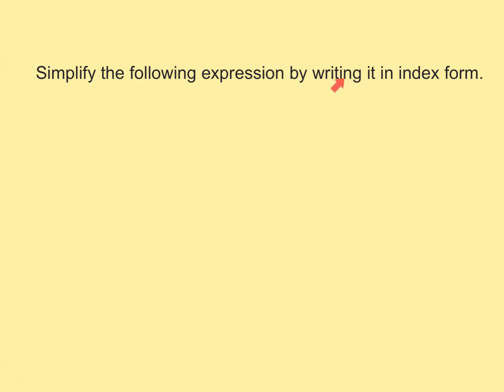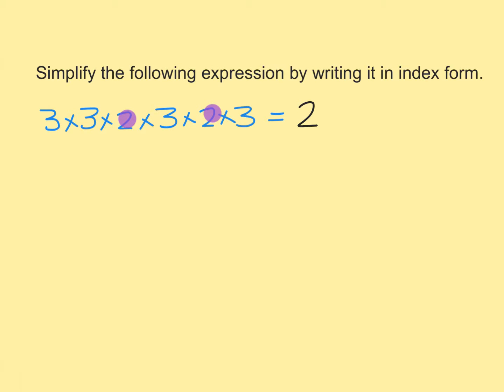Right, I'm going to give you a question to solve for me. Simplify the following expression by writing it in index form. So here's our question: 3 times 3 times 2 times 3 times 2 times 3. We need to write that in index form. The first thing I'm going to do is identify my smallest number in this expression. I've got a 2 there and a 2 there, so I will write this as 2 to the power of 2 because I've got 2 of them. And it's a multiplication sum all the way through. There's no addition. That's all multiplication.